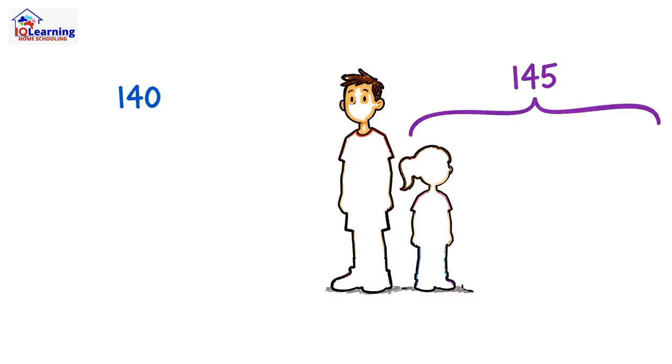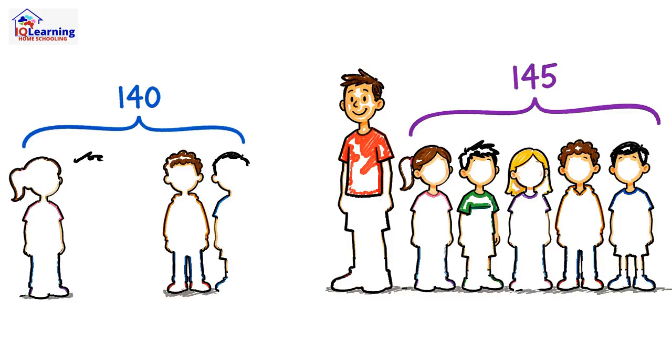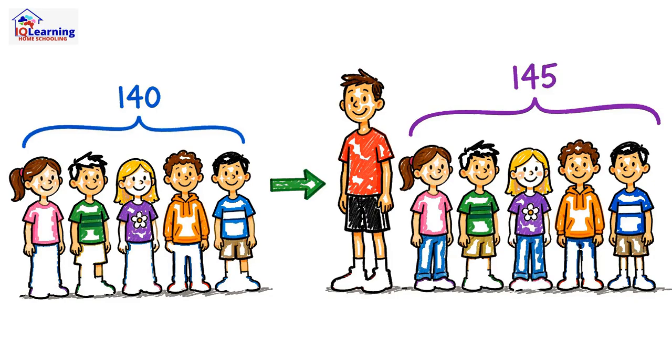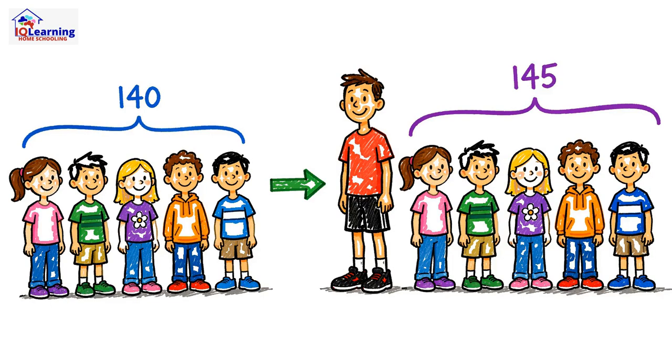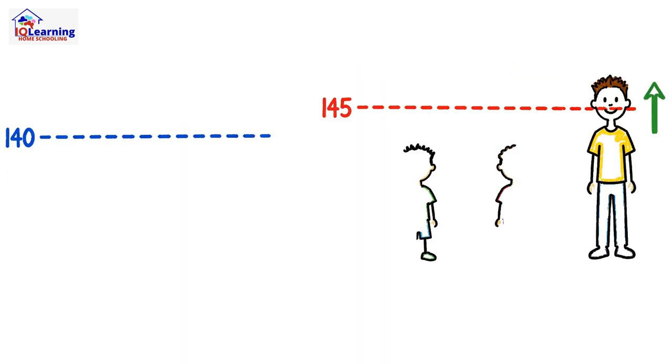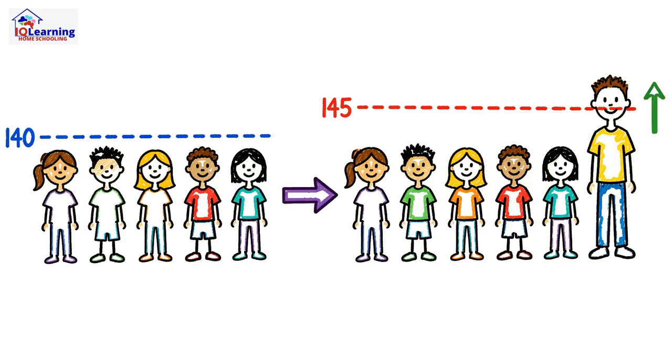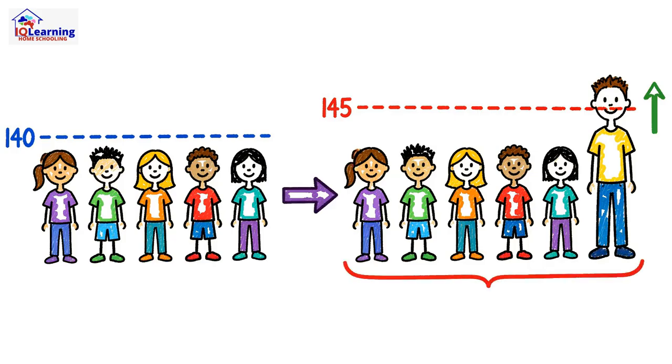This gets even more interesting when a new person joins a group. Imagine 5 kids have a mean height of 140 centimeters. A much taller kid who is 170 centimeters joins them. The total height and the number of kids both increase. The new mean gets pulled up to 145 centimeters. This is why looking at the mean is so important.